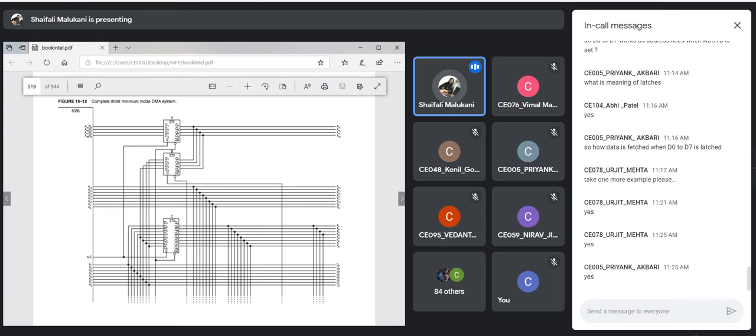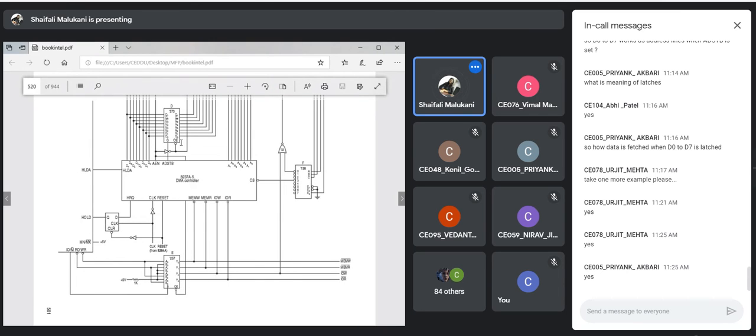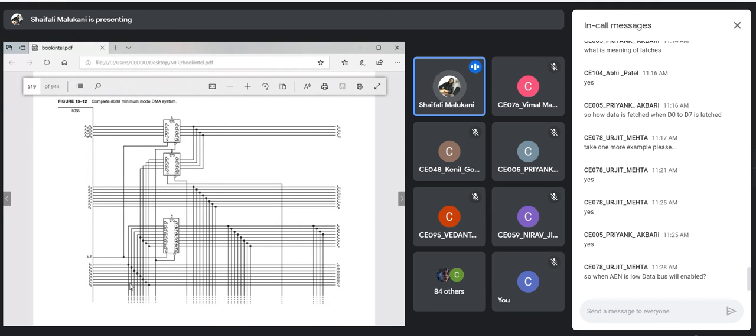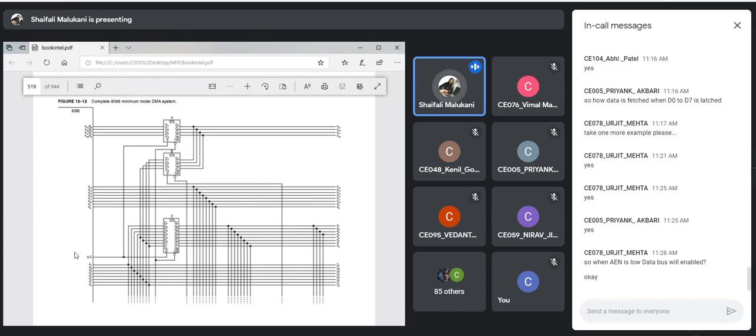Okay, now what is address stop? Let us learn about address stop. When AEN is low, what will happen? When AEN is low, this latch is useless, and that is the only thing we are learning from AEN. This latch is useless and this latch is useless, so it will not get controlled by ALE. What will happen to the data lines and address lines, we will see later. But the job of AEN is simply to disable this and this.